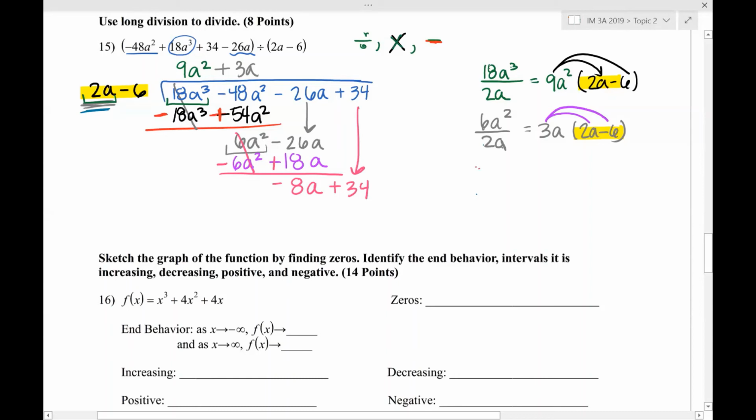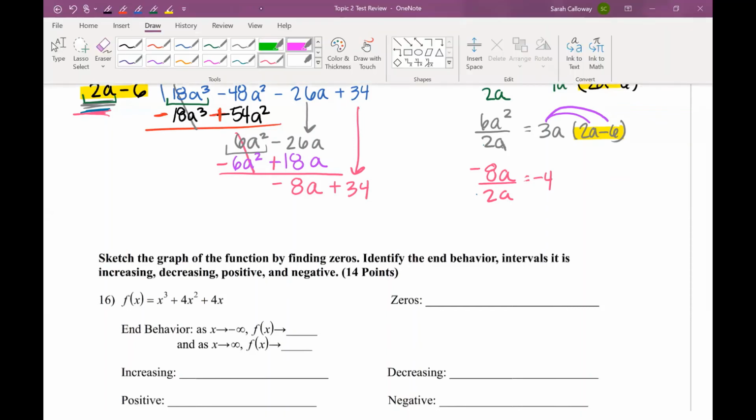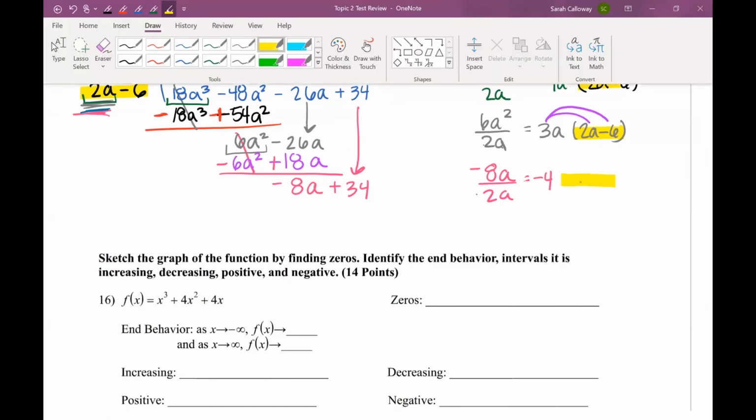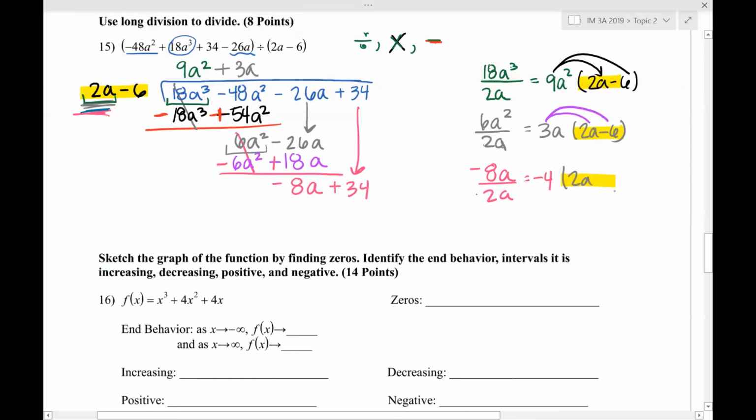So we're going to take negative 8a and divide that by the 2a. So again, look, we divided by 2a every time. That's going to give us negative 8 divided by 2 is negative 4. The a's end up canceling. We're going to multiply this times our divisor of 2a minus 6. So that negative 4 is the last term in our quotient. So the negative 4 is going to go up here with our quotient.